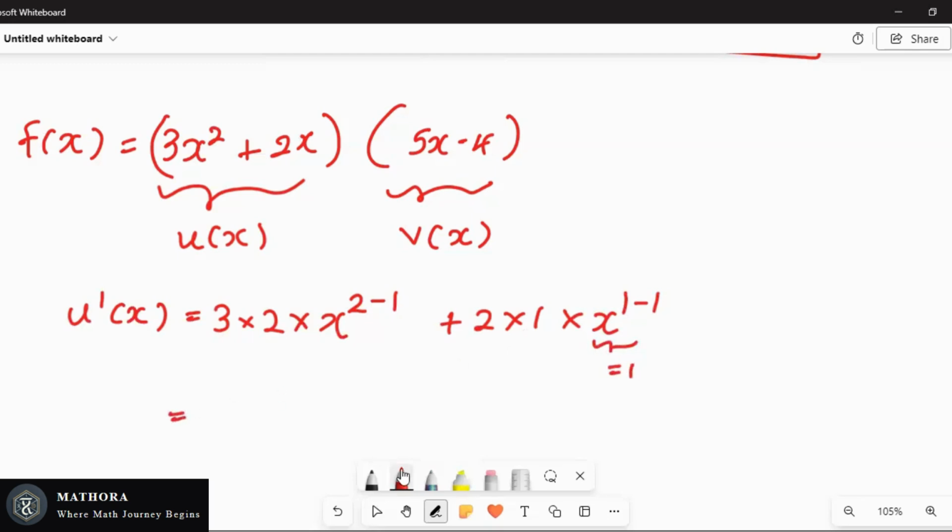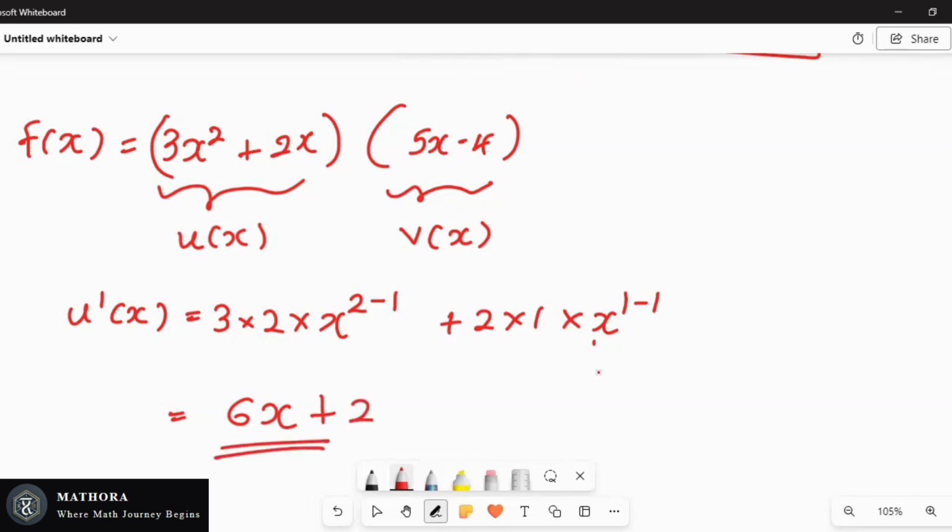So the answer will be 3 times 2 is 6, and x to the power of 2 minus 1 means x, so 6x, plus 2 times 1 is 2 times x to the power of 1 minus 1, which means x to the power of 0, which means 1. So that means 2 here.